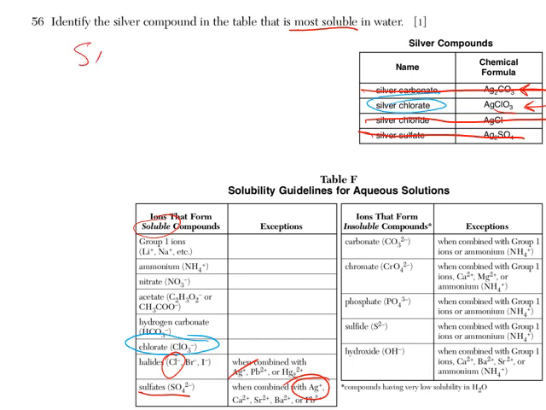So this is identify the silver compound. You could either write silver chlorate, or you could write AgClO3. Either one's fine for a point.